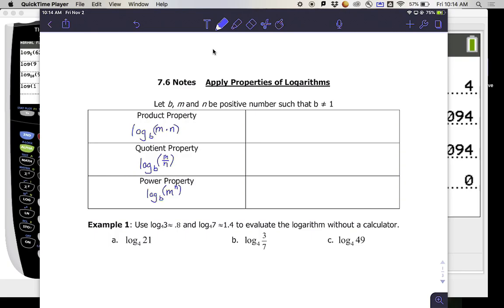Okay, today we're going to be talking about the properties of logarithms. This is going to help us with solving logarithms, hopefully here in the next day or two when we get to those lessons. So we're going to kick off right away here.